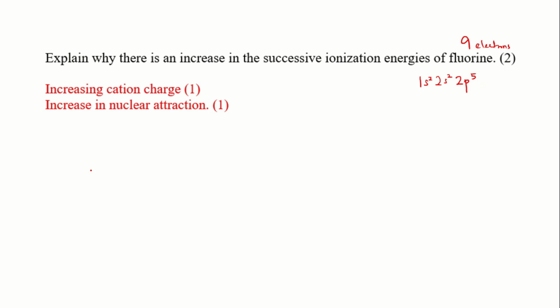Successive ionization means removing the electrons one by one from the same atom. So first ionization of fluorine will be removing 1 electron from the fluorine atom to form a positive 1 cation. Second ionization will be removing 1 electron from the positive 1 fluorine cation to form a positive 2 cation. So if we just do it continuously, successively, at the end, we will be able to remove all 9 electrons from fluorine.